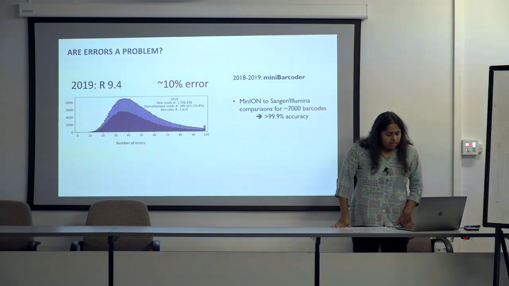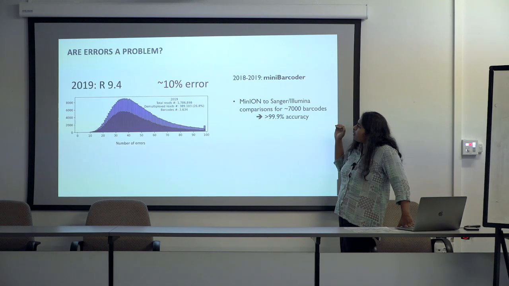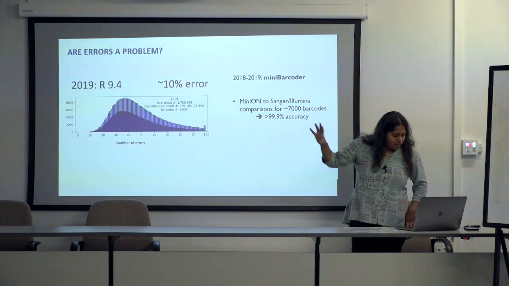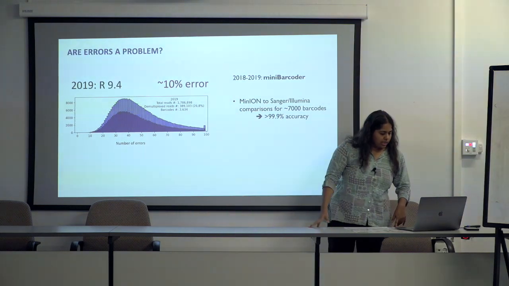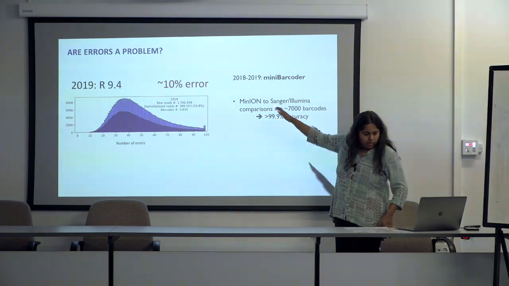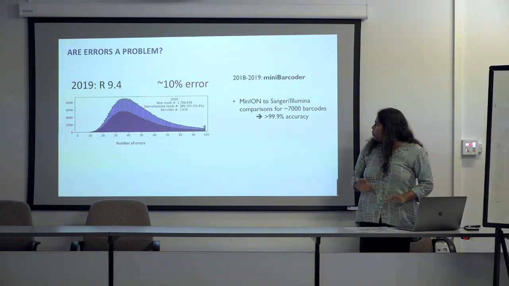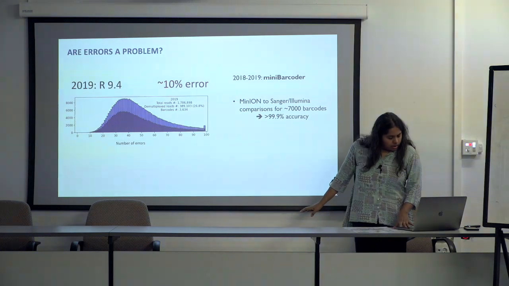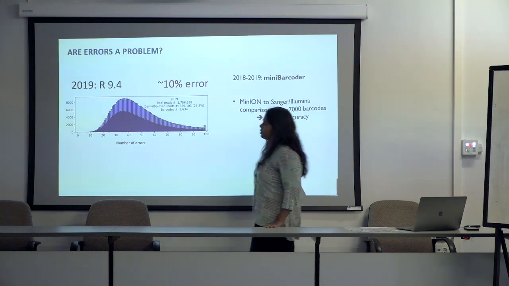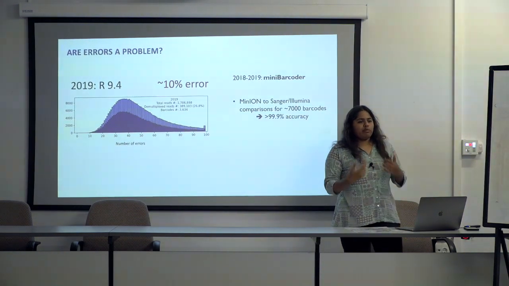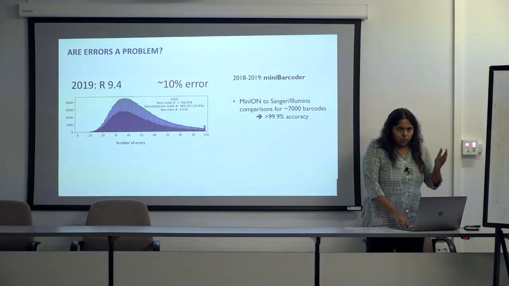But back then we started developing this tool called miniBarcoder. It was a command line tool, and this is when we mostly resolved the demultiplexing challenges that ONT data presented. We compared the resulting MinION barcodes for a data set of about 7,000 barcodes, and it was at about 99.9% accuracy. The main thing was we had to implement a lot of correction steps. To go from something like this to this required a lot of polishing, a lot of alignments, and then final quality controls.